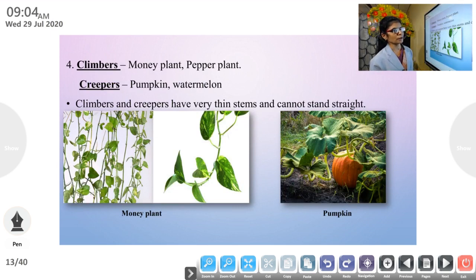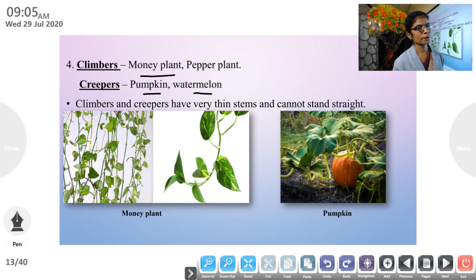Then you studied climbers, creepers, etc. Examples of climbers are money plant, pepper plant, etc. Then give me examples of creepers. Anybody know? Yes, pumpkin plant, watermelon, etc. are examples of creepers. Climbers and creepers have very thin stems and cannot stand straight. Climbers need support to stand straight.